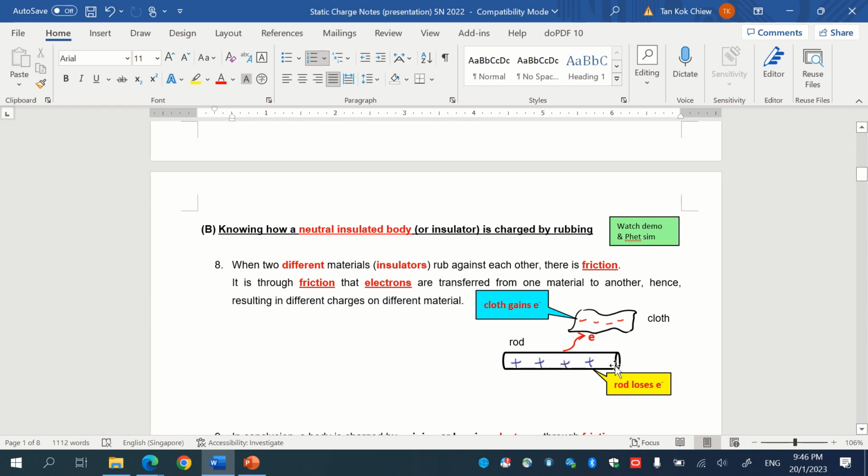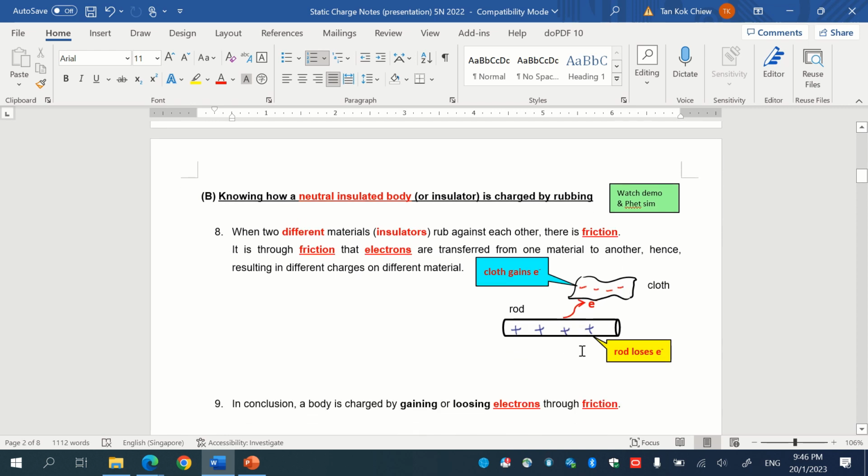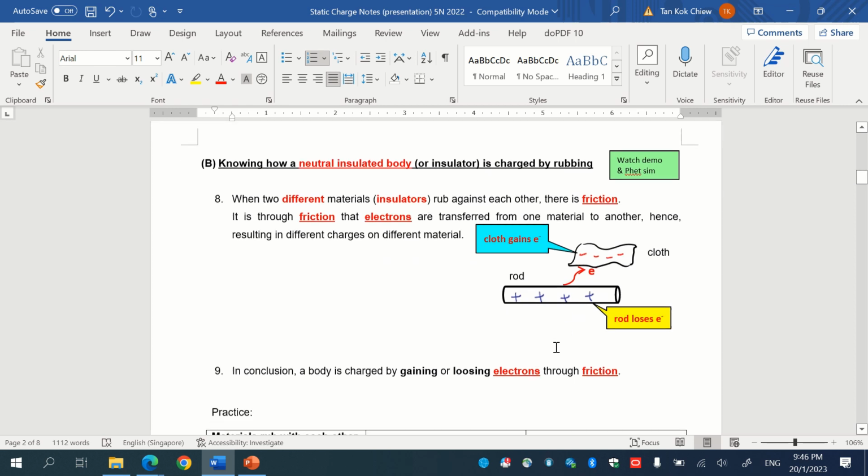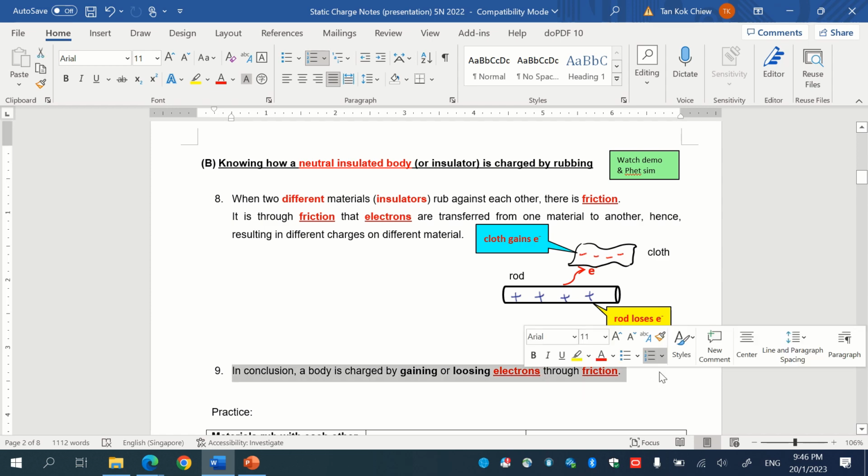example in this case, the cloth gains electrons, so it becomes negatively charged, and the rod loses electrons, so it becomes positively charged. So we concluded that a neutral body is charged by gaining or losing electrons through friction. Okay, so this was where we ended last lesson.